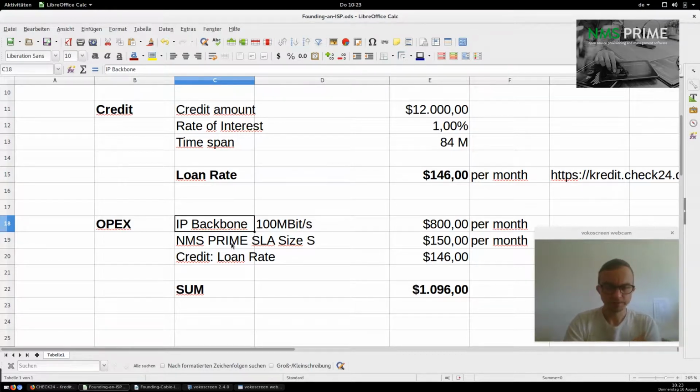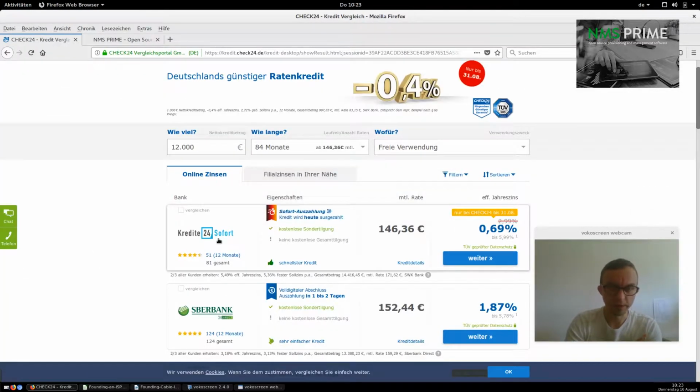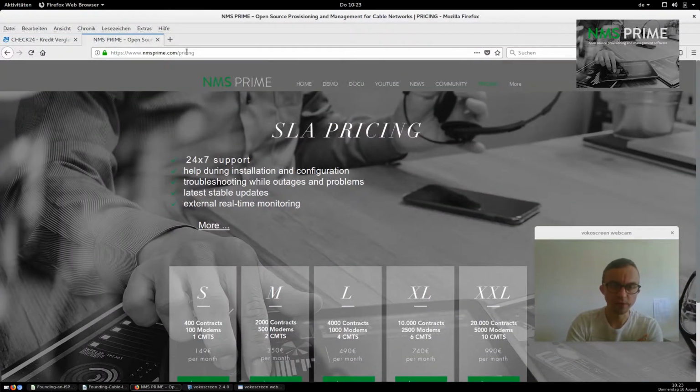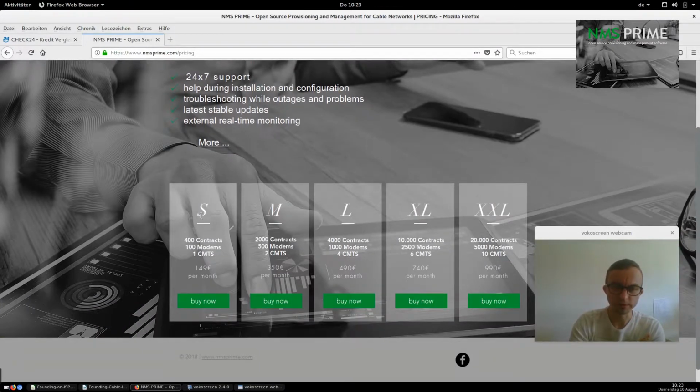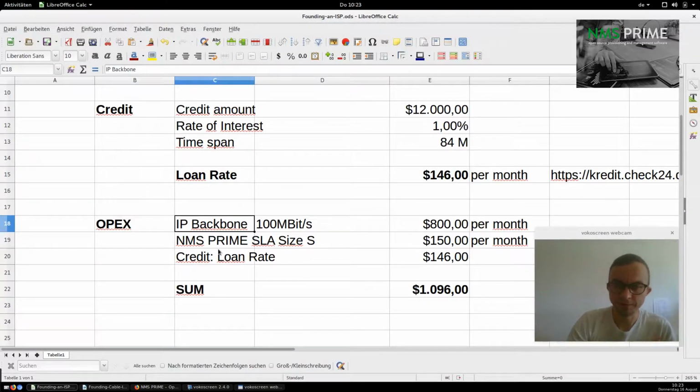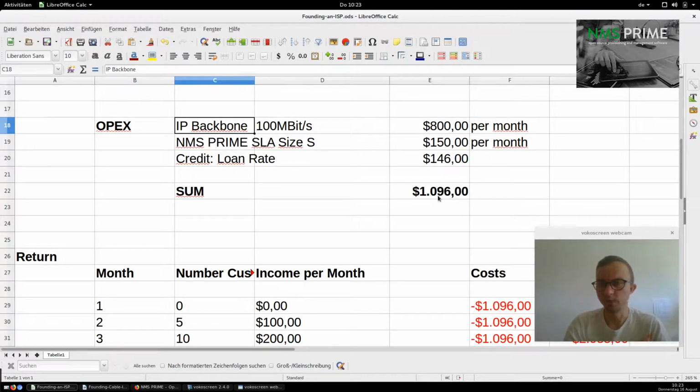And now, just one last word about NMS Prime. You can check it out at nmsprime.com, and if you click on pricing, you've got our pricing table. You see you've got an SLA with 100 modems and one cable modem termination system for about $149 per month. Okay, that's it. And we need to pay a credit loan rate, which we've calculated at $150 per month, and altogether it makes about $1,100 per month.